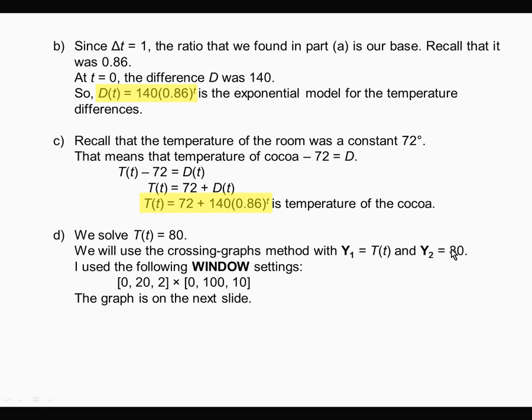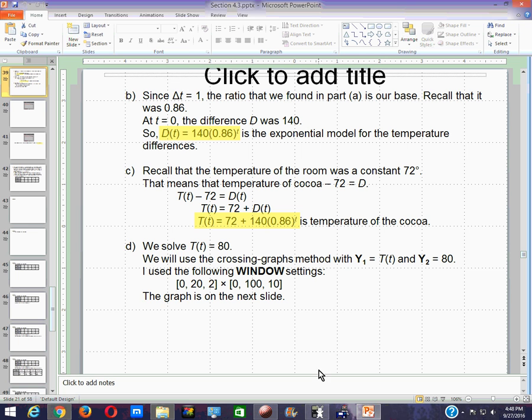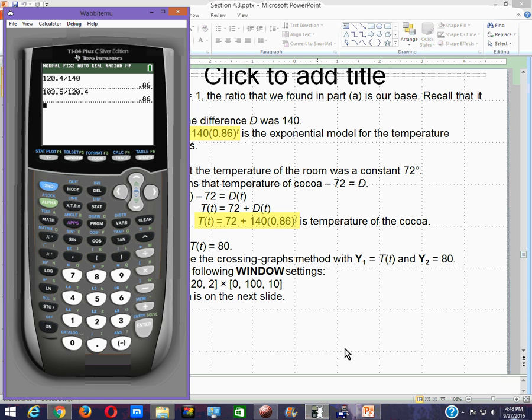Okay, so let's go ahead and put this into our calculator. Remember, originally the calculator had the D of T in it, or no, it didn't have anything in it because we're calculating ratios. So let's see, did it have anything left over from the previous problem? No. So T equals 72 plus 140, open parenthesis, 0.86, close parenthesis, raised to the T power. And we want that to be 80.